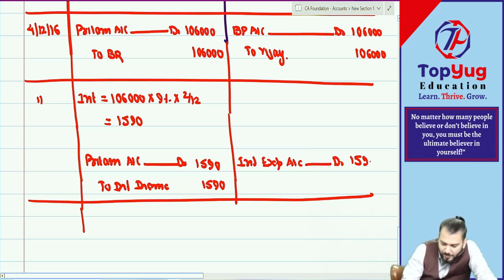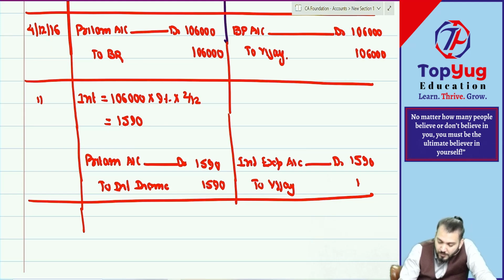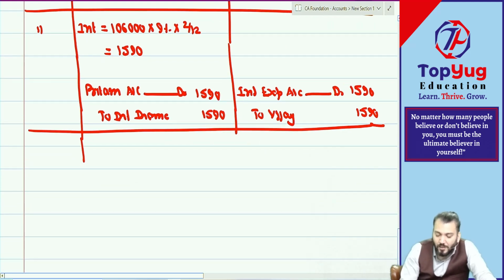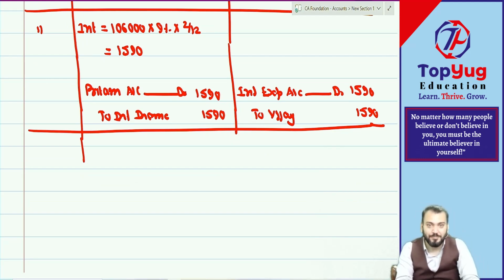Simple, na? It means the total amount receivable is now how much? Total amount receivable is what? 1,06,000 plus 1590. But 1590 is paid in cash immediately.